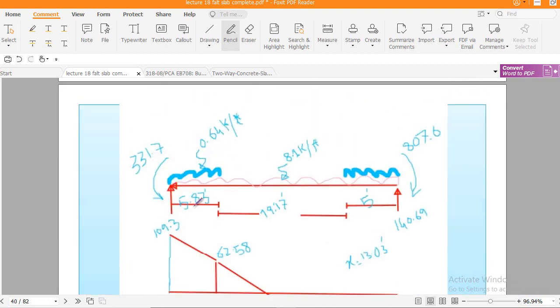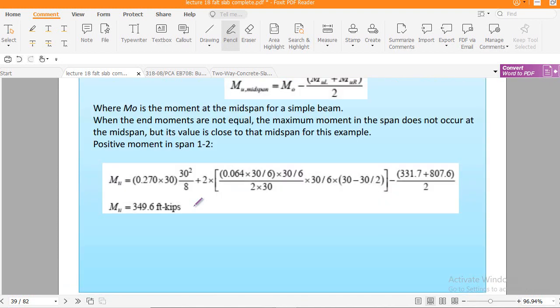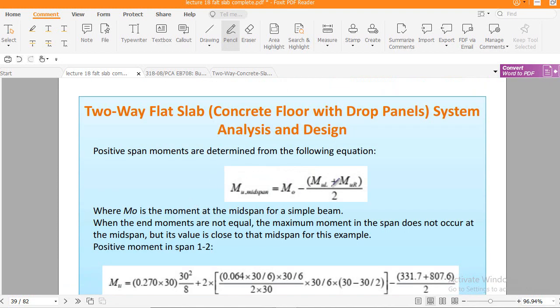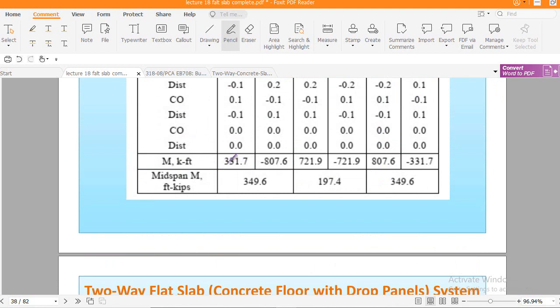Now let me share one thing more. Remember, this is the equation to find out. Remember, these are the moments. This is the end moment, right? Let me show you here. This is this value, right? And here we have this negative, this one, and then again we have positive, this one, and then again we have this one, right?